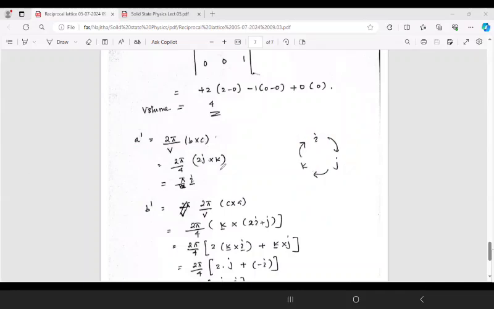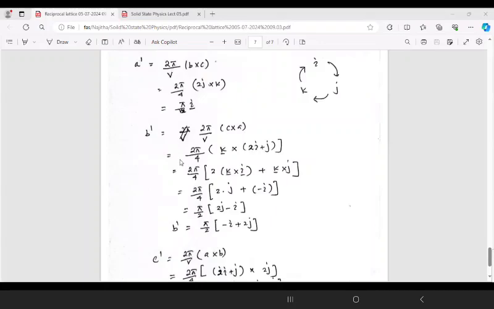So J cross K is equal to I. So 2 pi I, that is your A dash. Then for the second one, you need to find B dash. B dash is equal to 2 pi over V into C cross A. What is C? K cross A, 2I plus 2J.